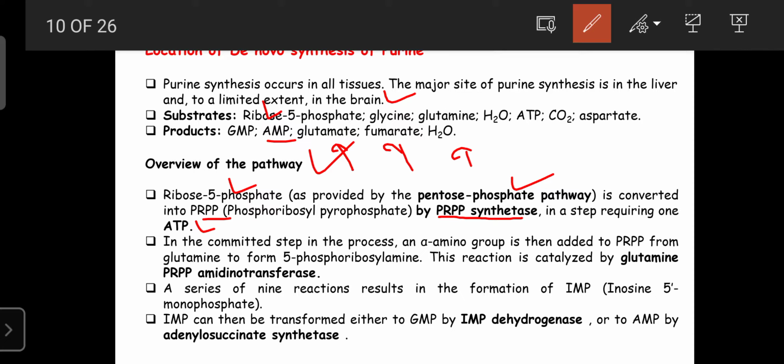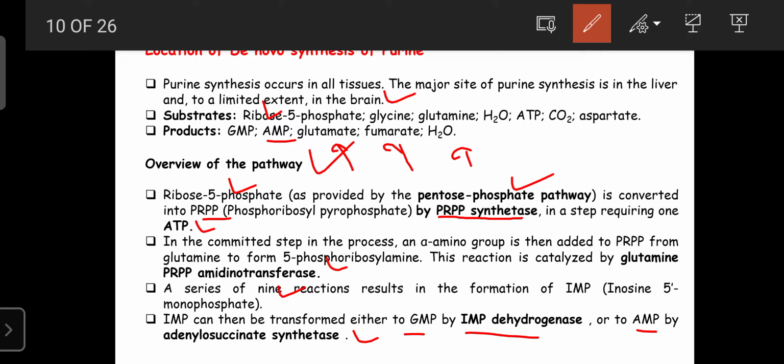Okay, that was the formation, the conversion of glutamine and PRPP into 5-phosphoribosylamine. This is catalyzed by the PRPP amidotransferase. Then a further 9 series of reactions are involved in the formation of IMP, that is inosine 5 monophosphate. Then GMP is produced by IMP dehydrogenase, as well as AMP is produced by the adenylosuccinate synthetase enzyme. So this is just an overview regarding the de novo synthesis of purine.